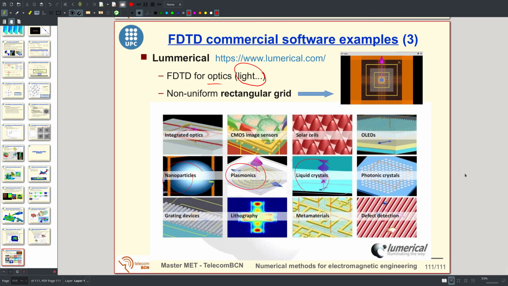So with this we finish the chapter on numerical methods, and the next chapter will be dedicated to scattering and high frequency approximations.